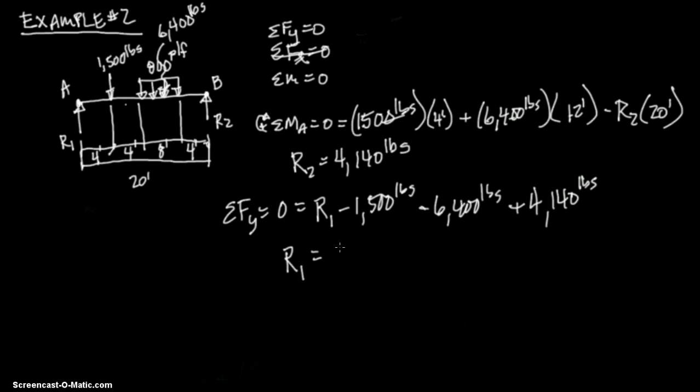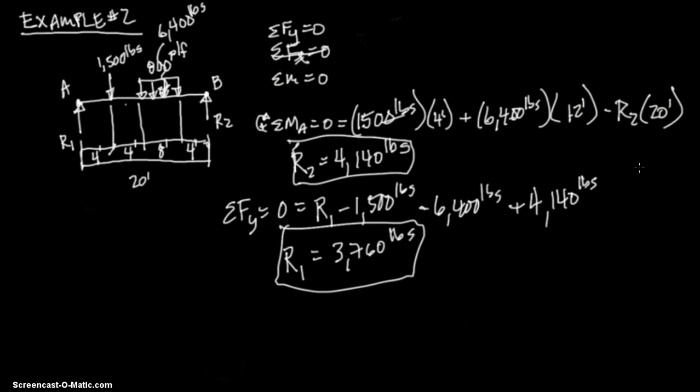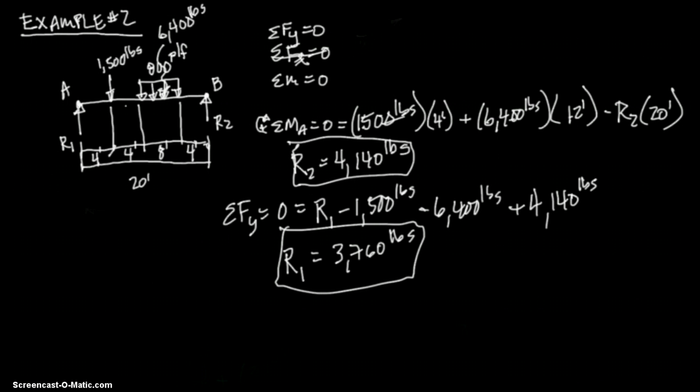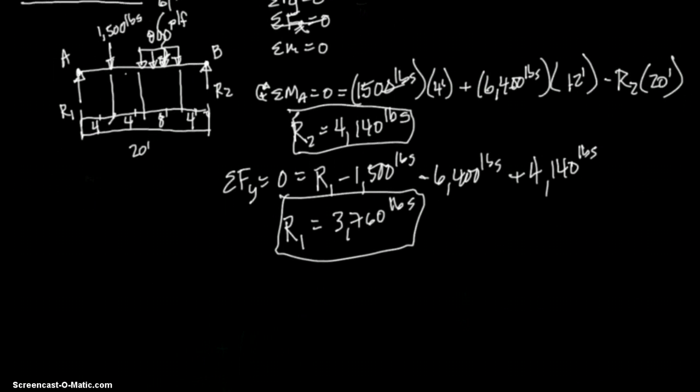So R1 equals 3,760 pounds. Once again, algebra. If you need to write out steps, let's go ahead and do that and check it, and it's 3,760. So we're good. Those are your two reactions, R1 and R2. Now, that answers the question that they asked. But we're going to go a step further and do the shear and moment diagrams.